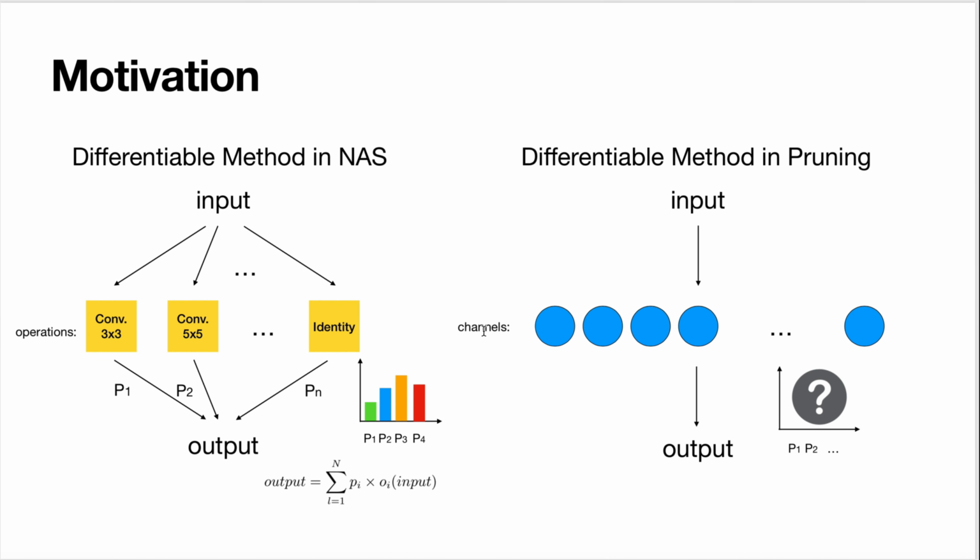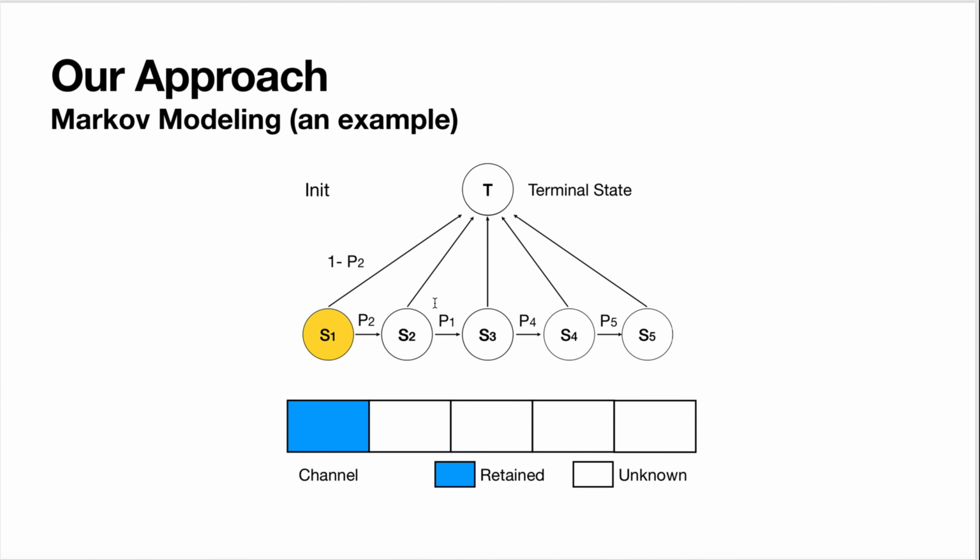However, we cannot directly adopt this differentiable method in channel pruning. In pruning, instead of searching the operations, we want to search the number of channels in each layer. And this cannot be modeled by the categorical distribution. Therefore, we formulate the channel pruning as a sequence of transitions.